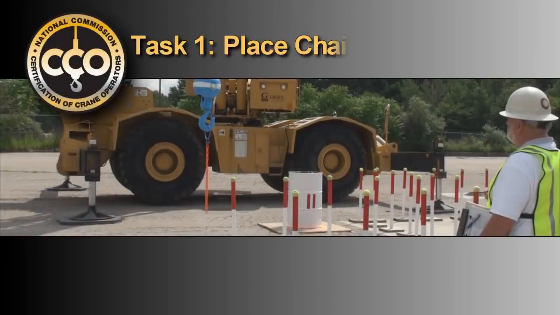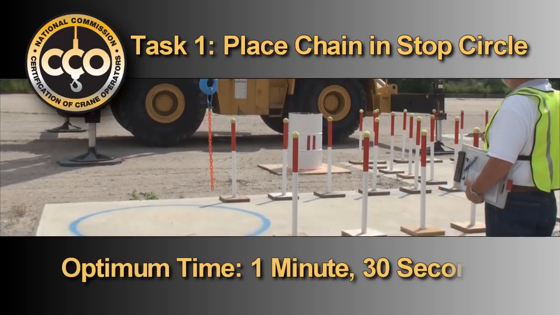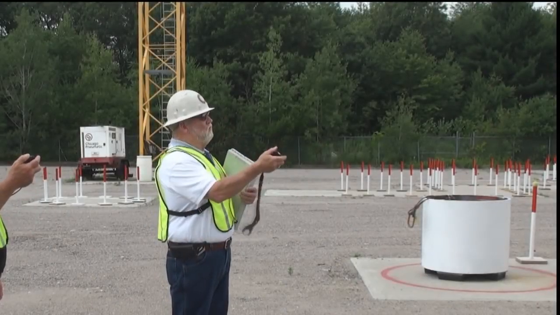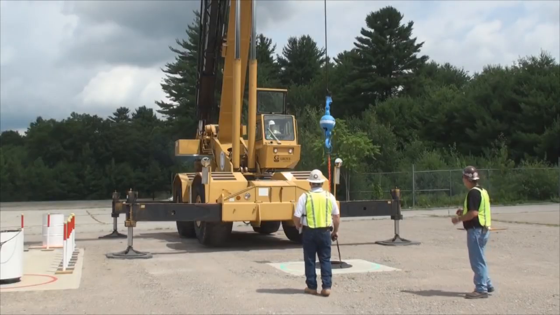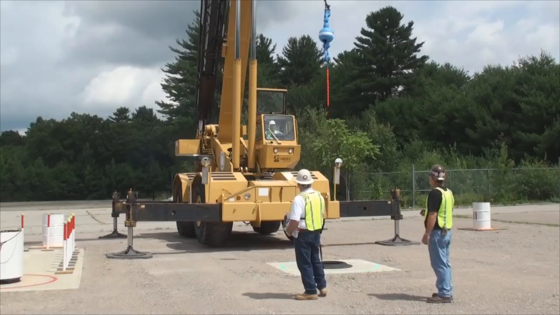Task 1. Place chain in stop circle. The optimum time for this task is 1 minute and 30 seconds. At the examiner's indication to start, at which point timing will begin, raise the chain at least 10 feet off the ground to clear all obstacles and personnel.